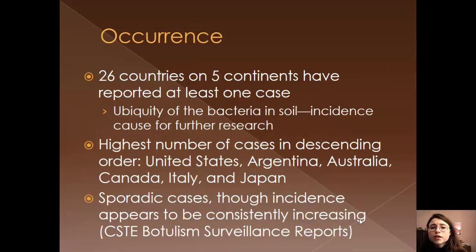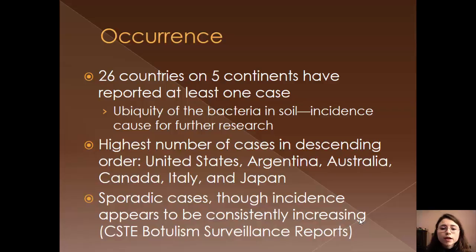Some occurrence: we have seen at least one case in 26 countries, which is rather surprising considering the ubiquity of this pathogen in the soil. However, this could just be due to awareness. Again, we had not described this disease until the mid to late 70s, so it has not really been reported in a lot of cases. However, the highest number of cases have been reported in the US, Argentina, Australia, Canada, Italy, and Japan, possibly due to awareness or possibly to a difference in soil that has yet to be investigated.